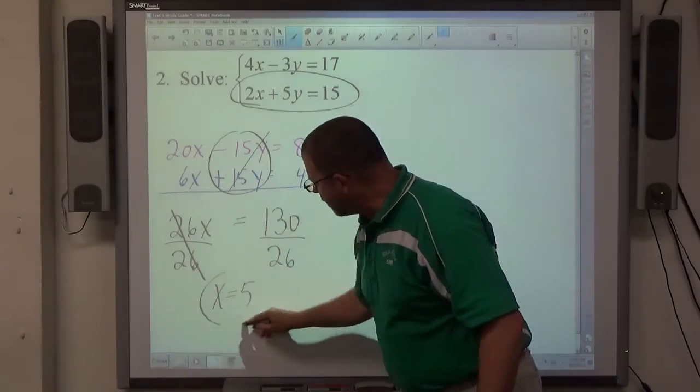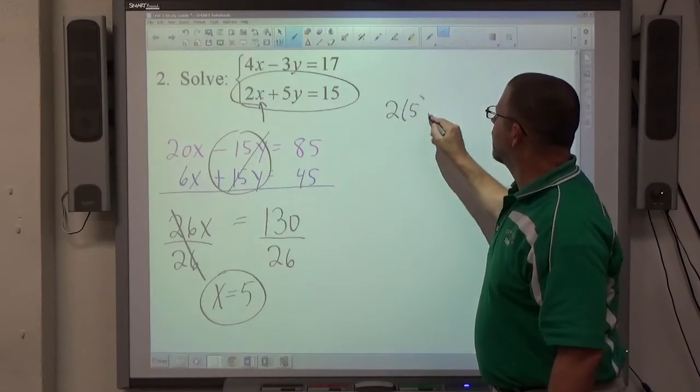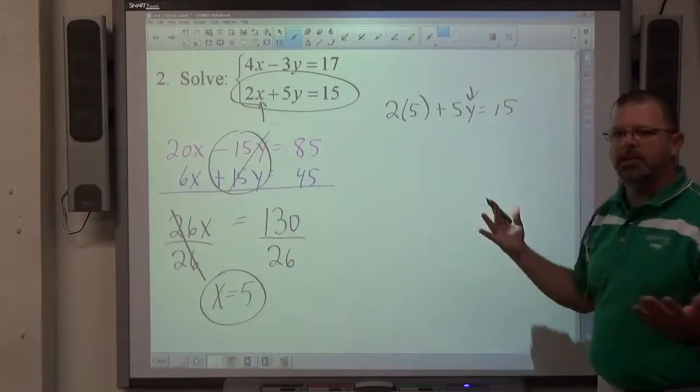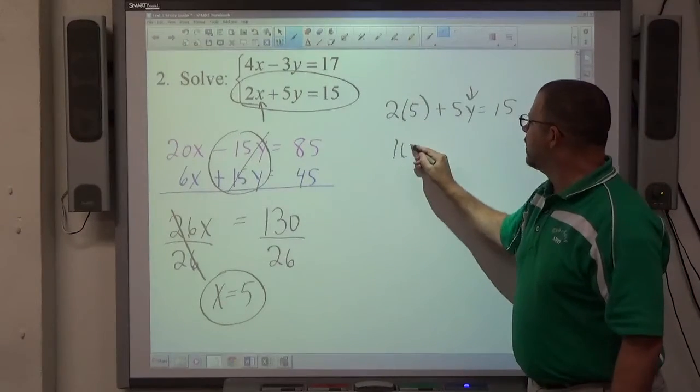So if I change x to 5 in this equation, it's going to be 2 times 5 plus 5y equals 15. I don't know what y is yet, so I can't replace it with anything, but I do know that x equals 5, so I replace that. 2 times 5 is 10.